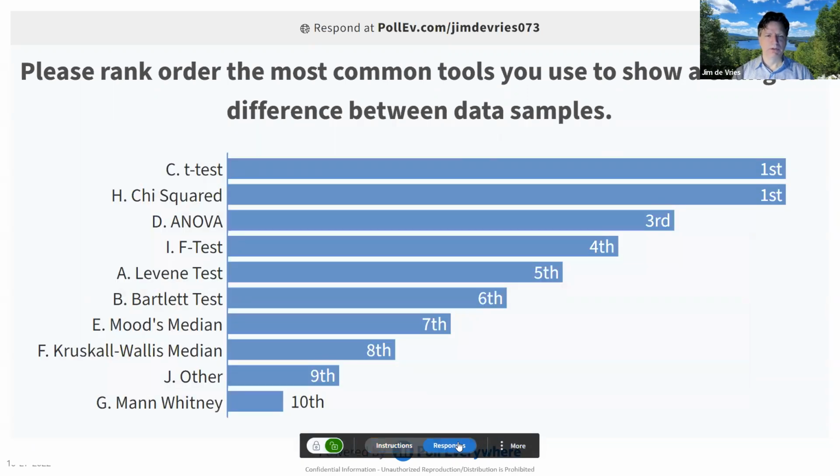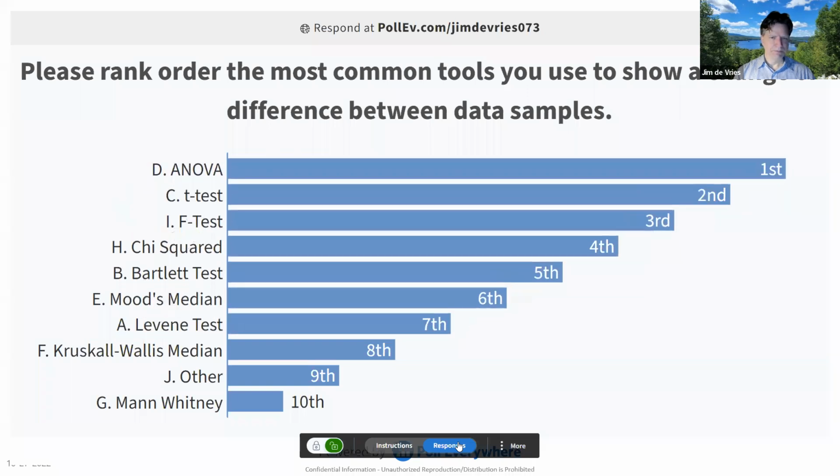So some of the responses so far, it looks like t-test, chi-squared, ANOVA. At the bottom, Mann-Whitney. I have to agree, I don't see that being used a whole lot. Suresh, Mark, your thoughts? Yeah, I think it's pretty representative of what people usually use to make comparisons. Yeah, ANOVA is probably one of the most famous tests.